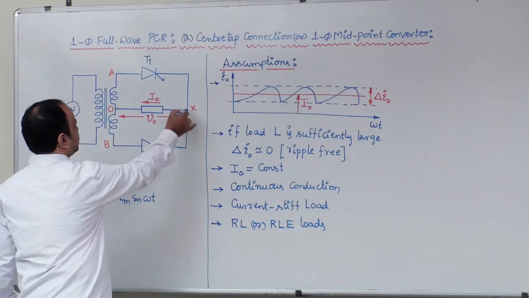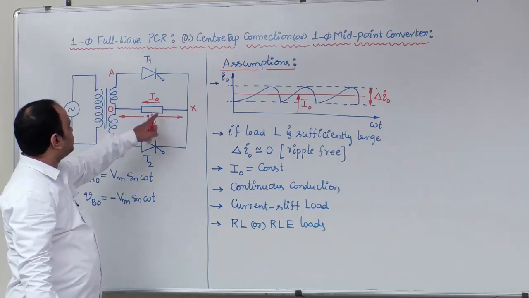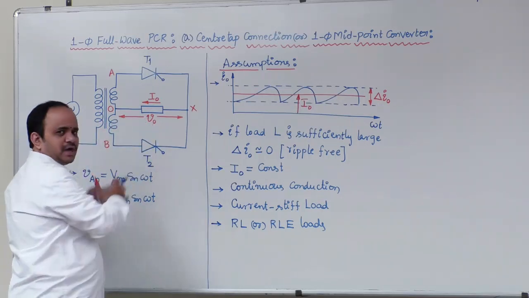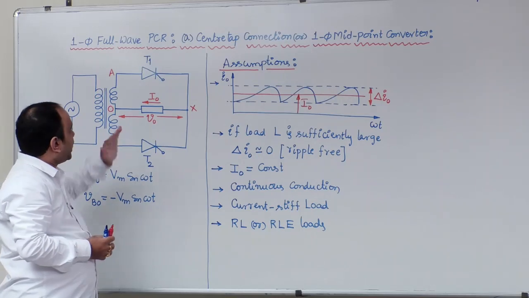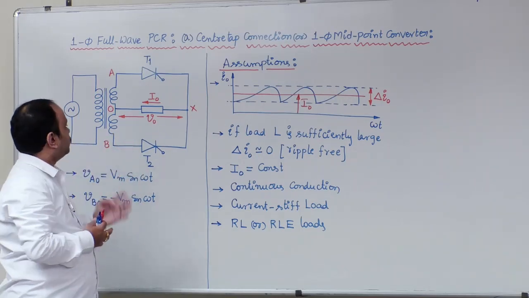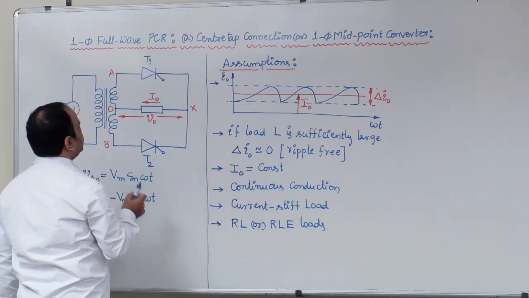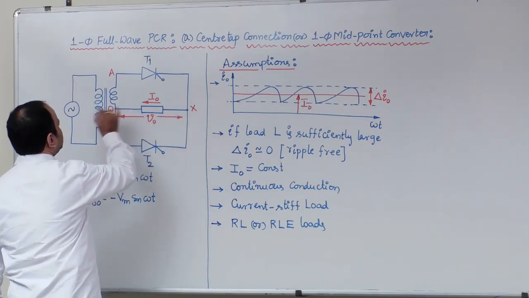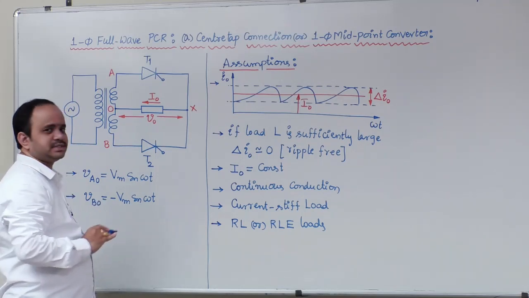Therefore, observe carefully, the load is represented with a rectangular box. The reason is that whatever explanation we give now is applicable for either an RL load or an RLE load. Now, one more point. When the load current is constant, you can say that the load current will always flow from X to O. Under what conditions that will be possible, we will see now.